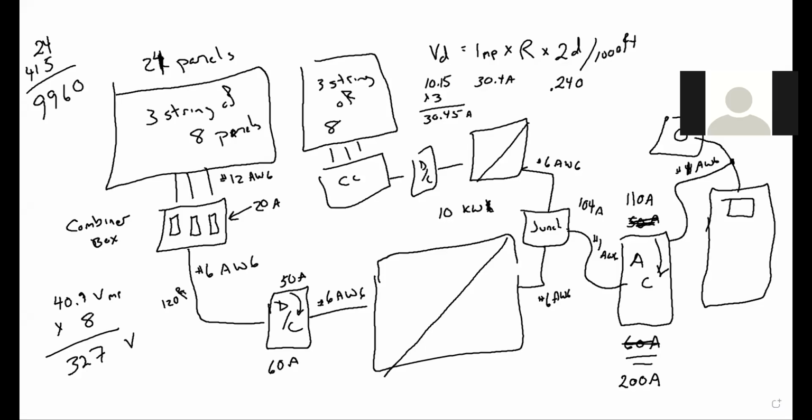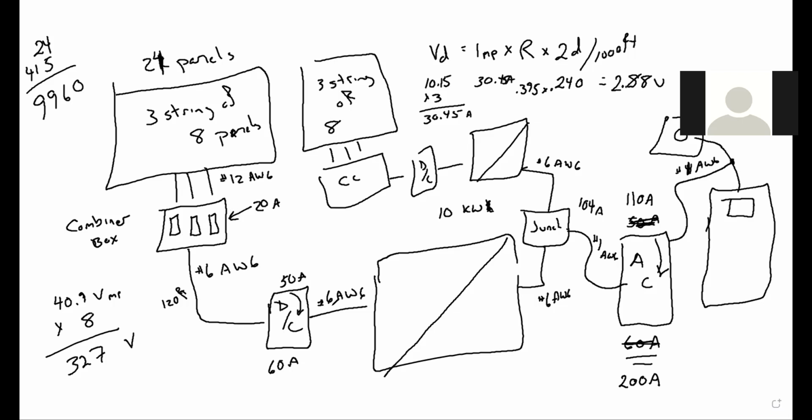So we go in. So I've got 30.45 times 0.395 times 0.24, which gives us 2.88 volts. 2.88 volts for that particular section of wire. So from the combiner box to the DC disconnect, we're going to lose 2.88 volts.